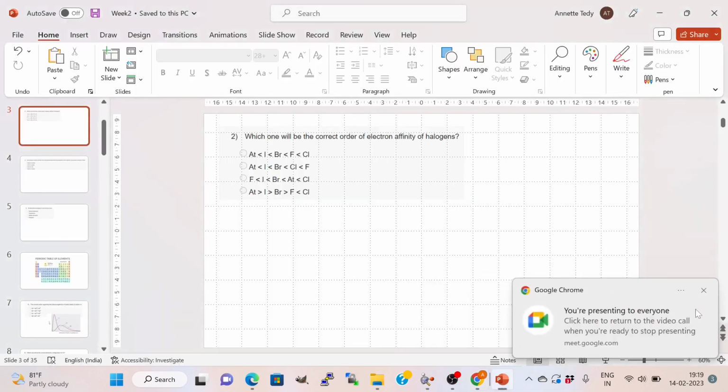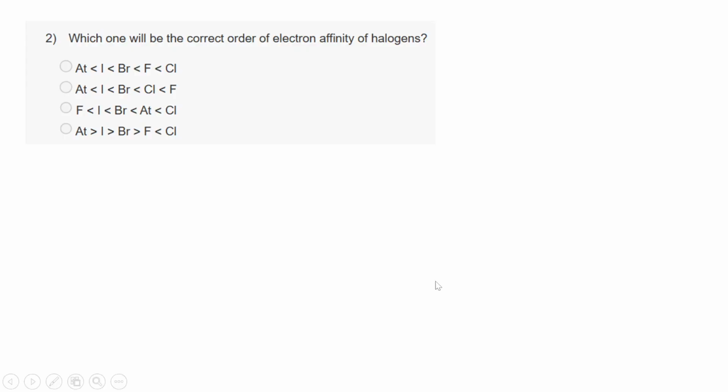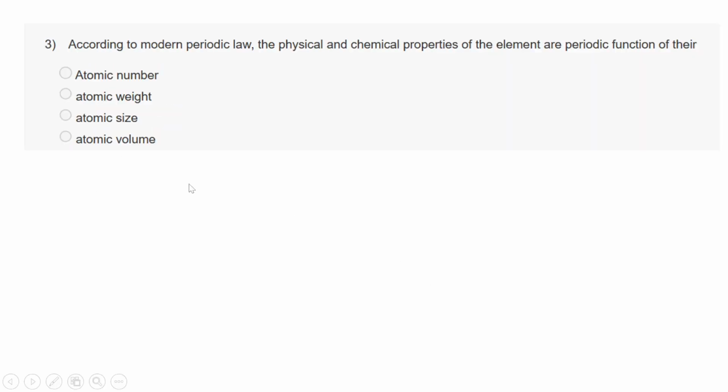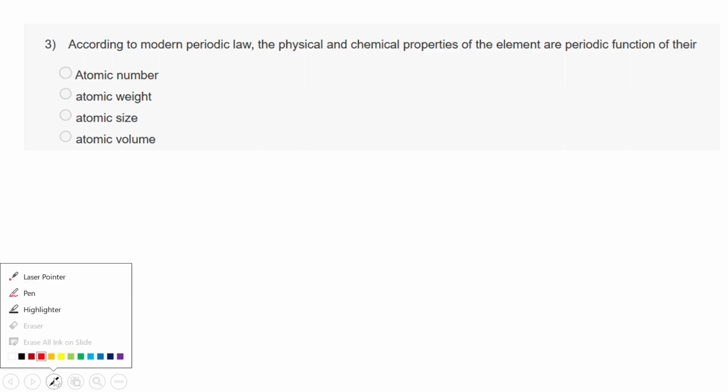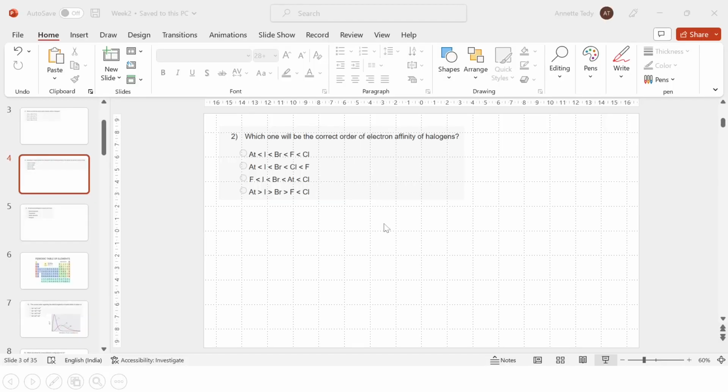Those who answered the other options, now you are clear, right? Okay. Moving on to the next question. This is a very straightforward question. According to the modern periodic table, the physical and chemical properties of the elements are a periodic function of their what? Please put the answer in the chat box.